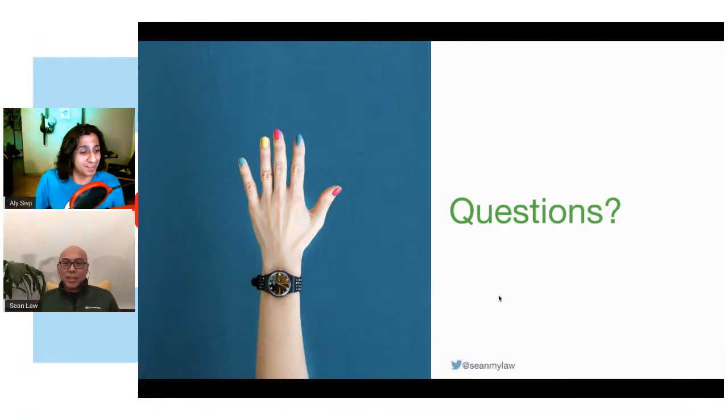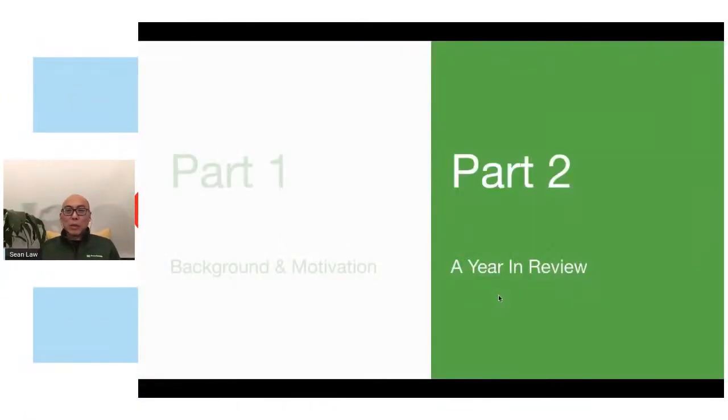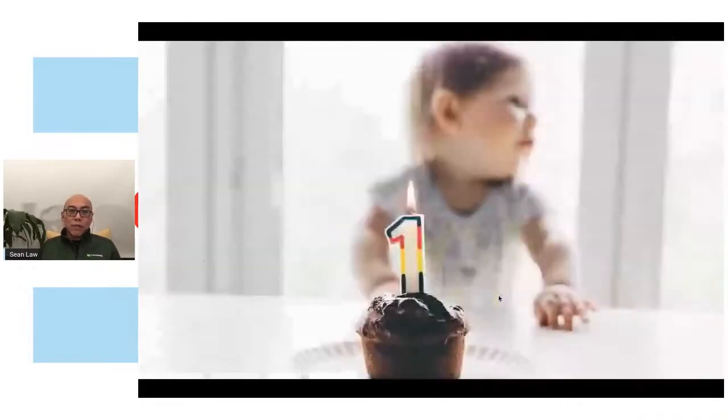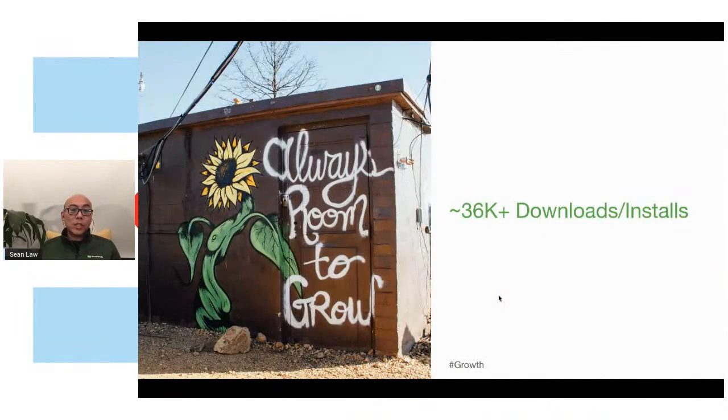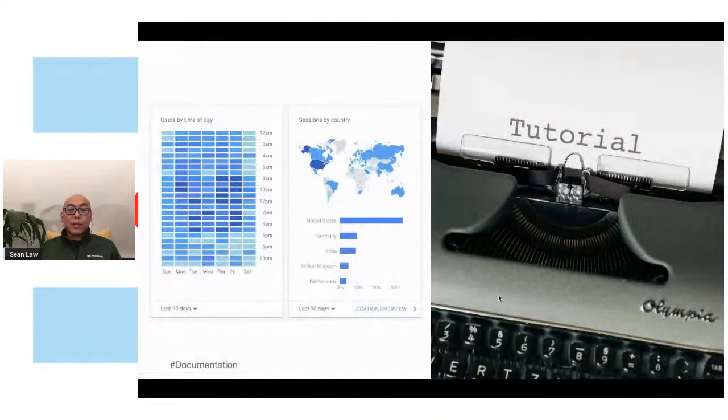Okay, so just to keep a little more suspense, a quick year in review. STUMPY was released in May of 2019, and we're now in July of 2020. So obviously we celebrated STUMPY's first birthday, which we're pretty excited about. Since that time, we've had tremendous growth, around 36,000 downloads and installs, and constantly increasing. We have a ton of great documentation and tutorials, which I'll show and point you to later.